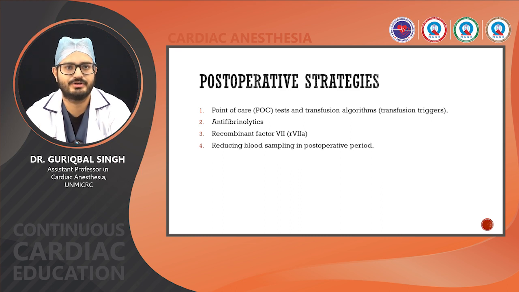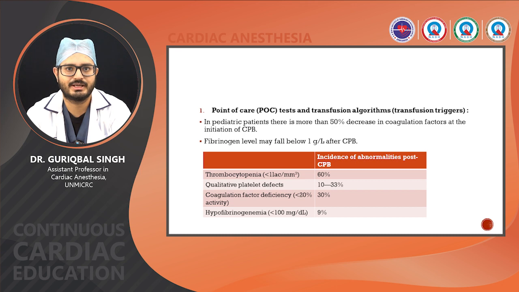Now, what are the post-operative strategies? Point of care tests and transfusion algorithms should be used. For transfusion, antifibrinolytics, recombinant factor 7A and reducing blood sampling in the post-operative period. What are the point of care tests? In pediatric patients, there is more than 50% decrease in coagulation factors at initiation of CPB and fibrinogen level may fall below 1 gram per liter.